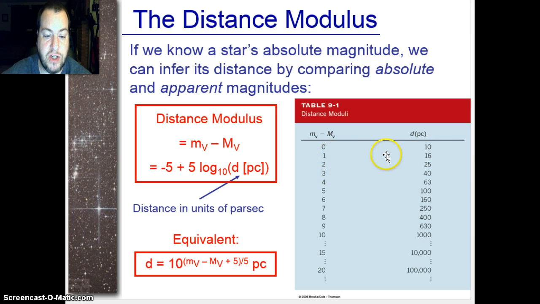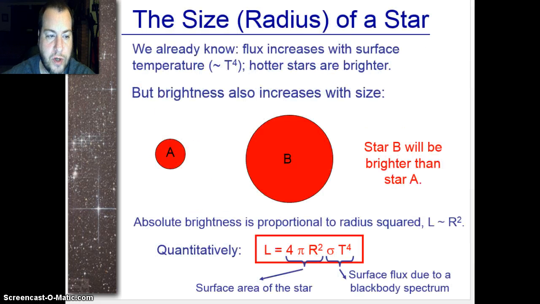This is kind of an ingenious method, I thought. If the difference between the two is 1, then we're 16 parsecs away. We just use that ratio that we had earlier. So the absolute magnitude subtracted from the apparent magnitude, or the difference between the two, can give us a distance estimation. I thought that was a pretty cool trick.